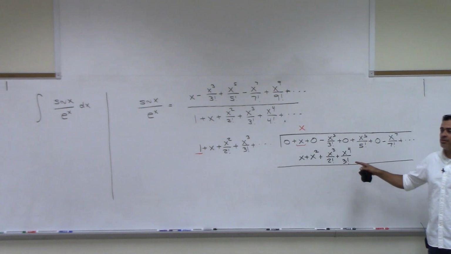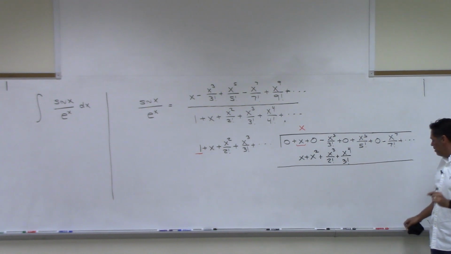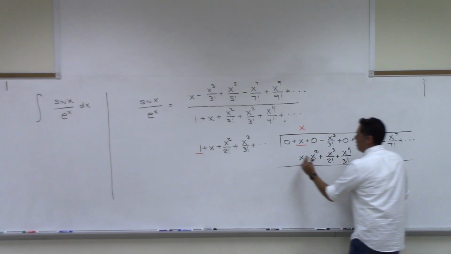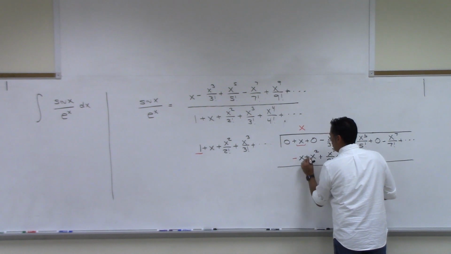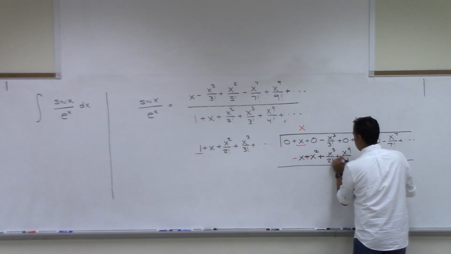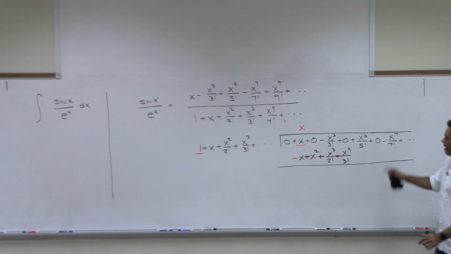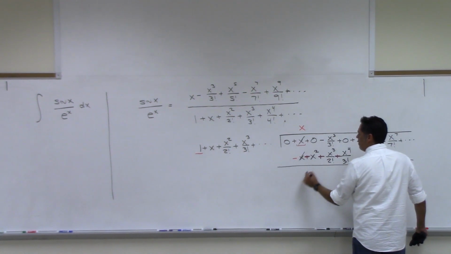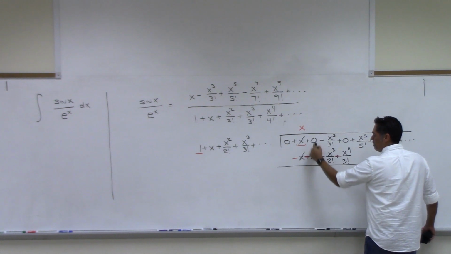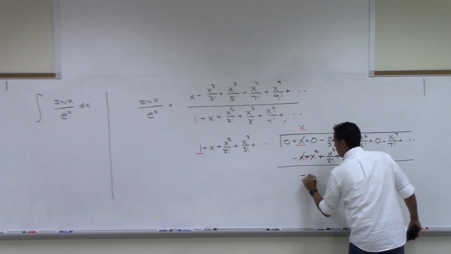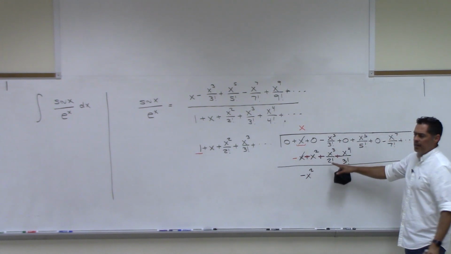Once you have this, you flip the signs. So you change the signs of everything. I change this to a minus, change that to a minus, and I keep going, right? All right, add down. So the x's go away, and then here what do I get? Minus x squared.